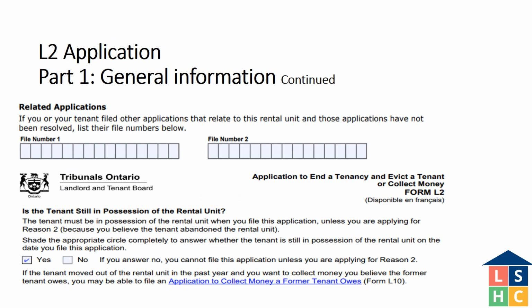If there is another hearing date set for a different issue, such as arrears of rent or a tenant application, record the file number in the related application section to alert the board. They may be able to join both applications so that both issues are dealt with at the same hearing. Note, you can only file the L2 application based on the N8 if the tenant is still in possession of the rental unit.